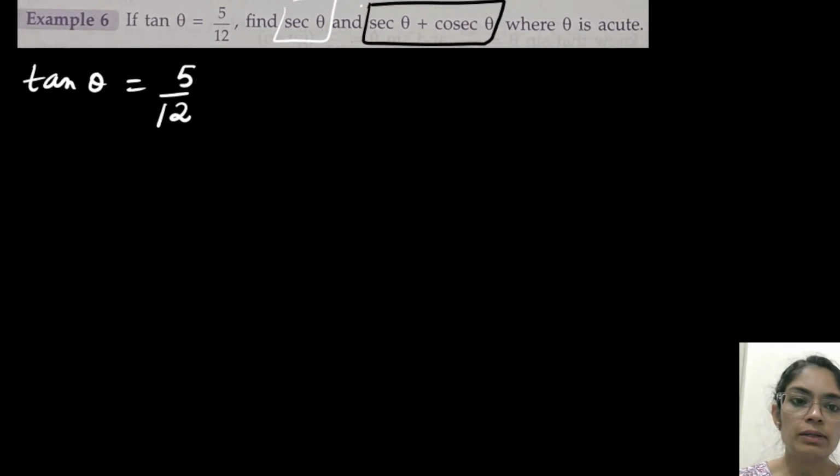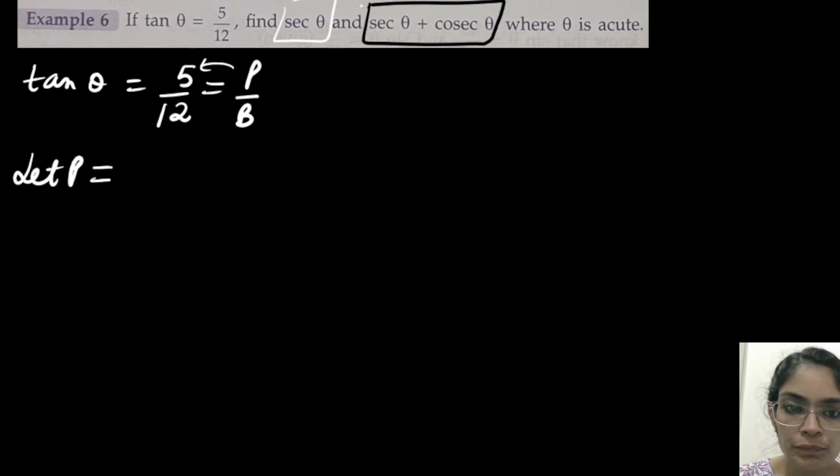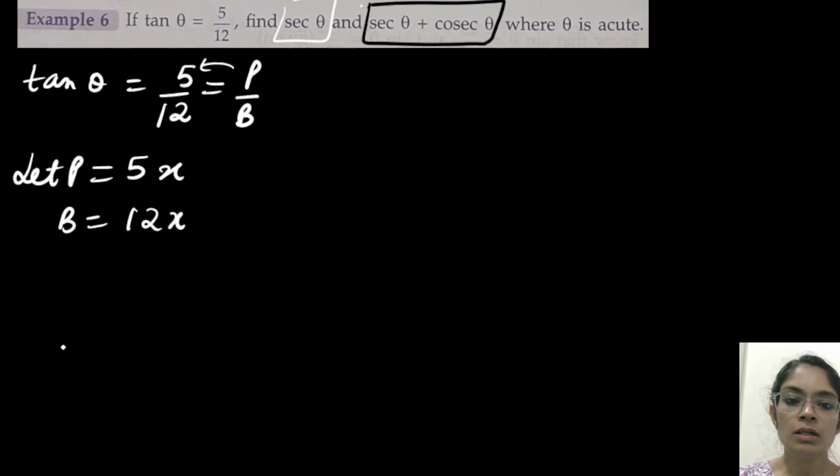We will do the same way as we did in the previous question, using tan theta's formula. Tan theta is perpendicular by base. Because the ratio is given to us, we assume the perpendicular P is equal to 5x and the base B is equal to 12x. We have done this simplification in the previous question also, so I will not do it again.